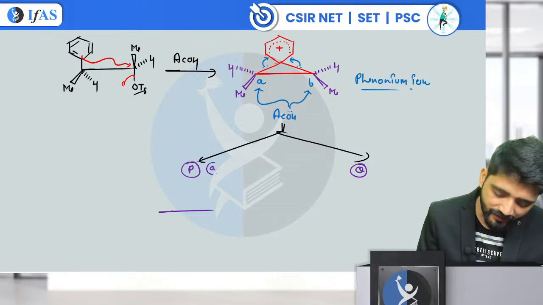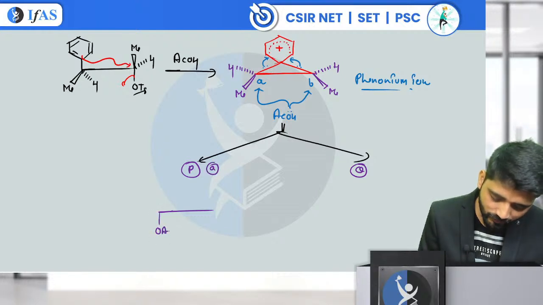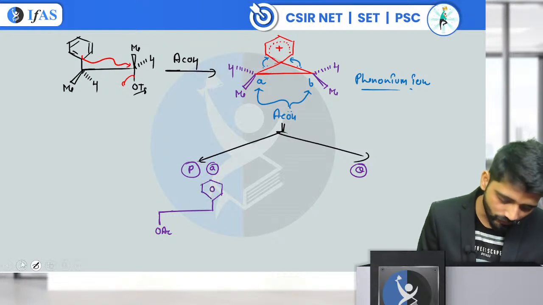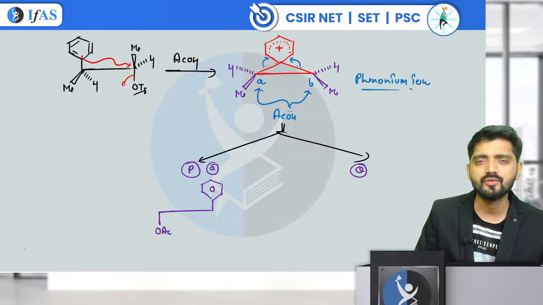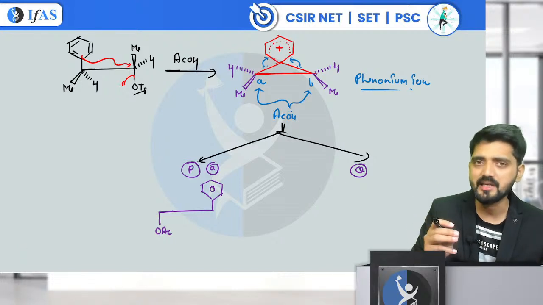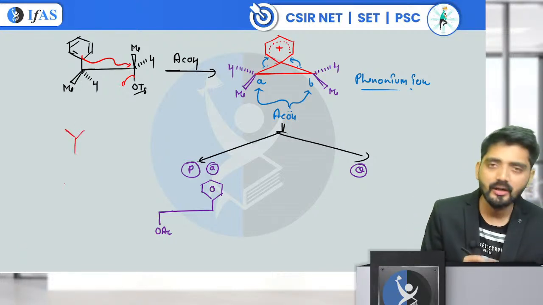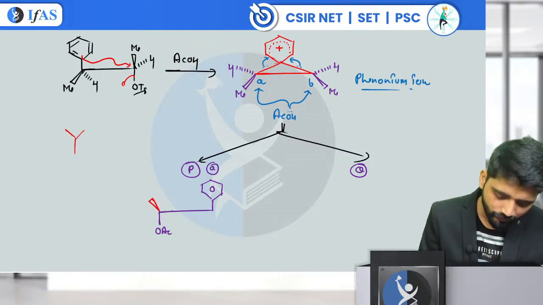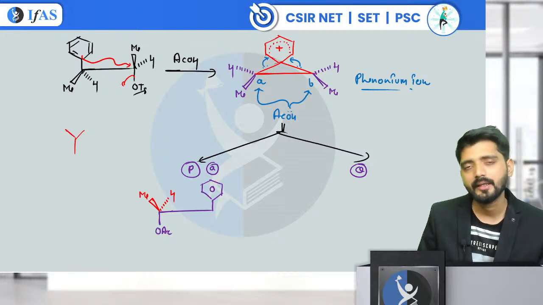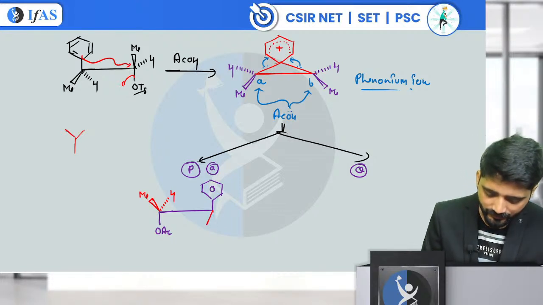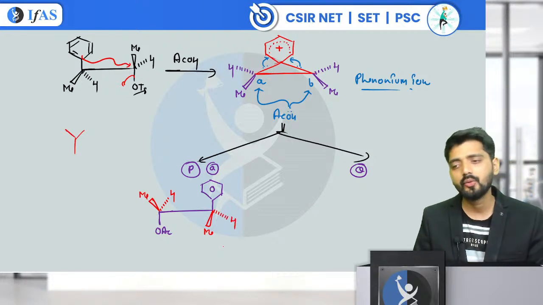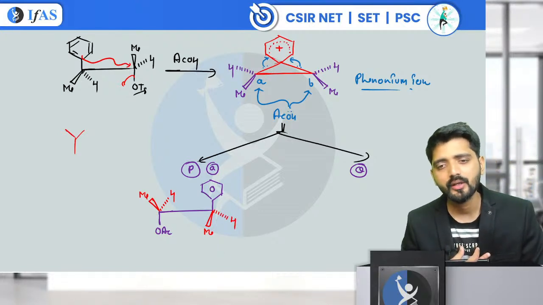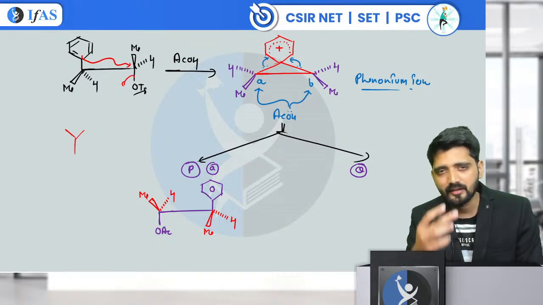Let's suppose if I attack from the A center, my OAc will be present here and my phenyl ring will be present at this center. Now what I am trying to do is, with the stereochemistry remaining the same, try to look at this center. So my methyl will be above the plane and my hydrogen will be below the plane. Again at this center, my methyl will be above the plane and hydrogen will be below the plane. I hope you are able to see the stereo part.